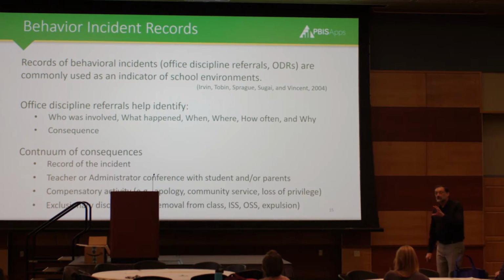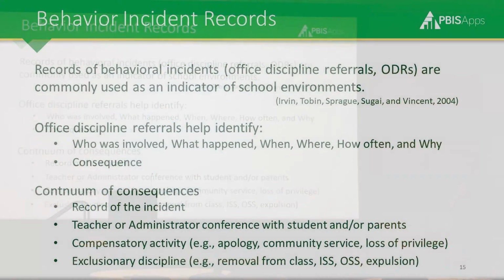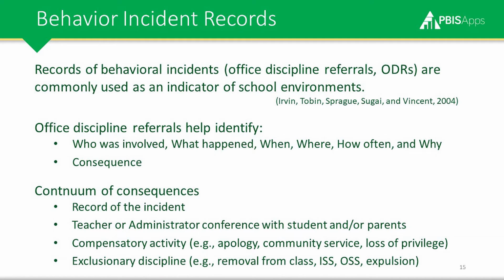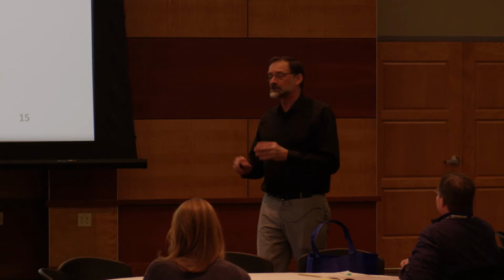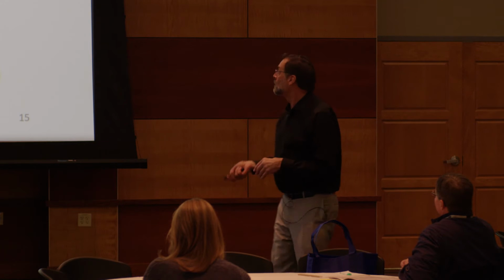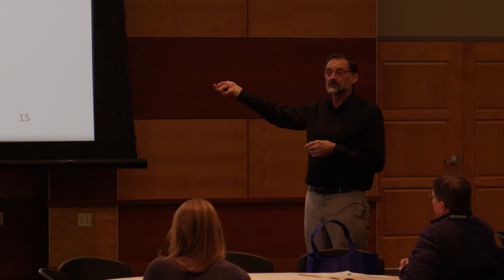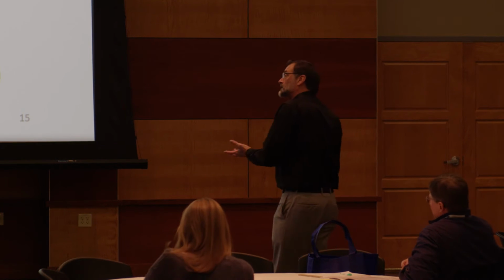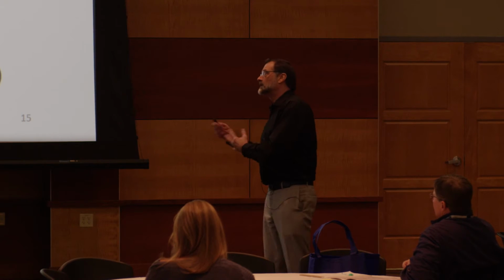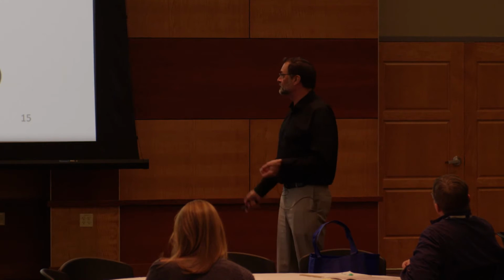We use office discipline referrals, behavioral incident forms to keep track of, and we can use that to describe what school climates look like, because we can tell what kind of activity, what kind of behaviors are happening in different schools. They also tell us who was involved, what happened, when did it happen, where did it happen, and sometimes they'll even tell us why. More importantly, they tell us the consequence. What was attributed to the student that did this? How did we take care of that? What did we do to help the student learn the lesson?